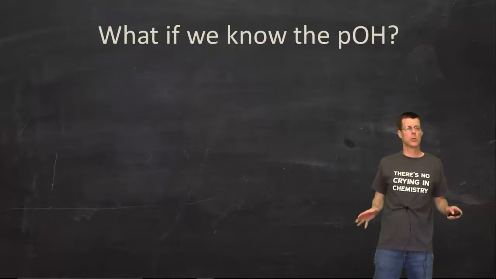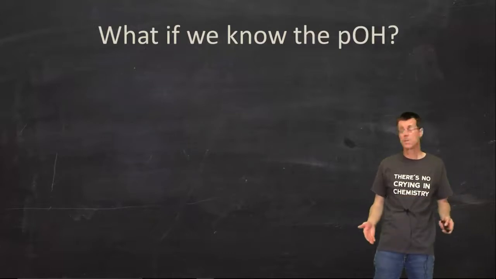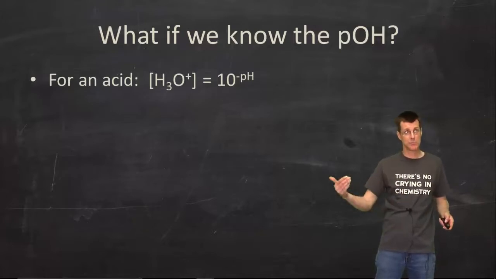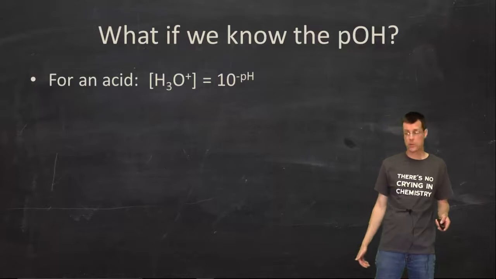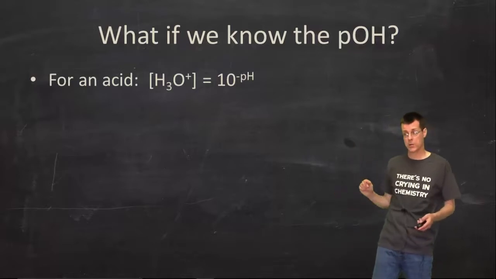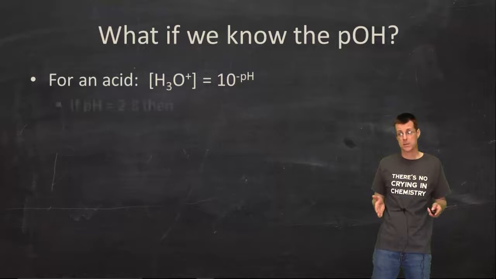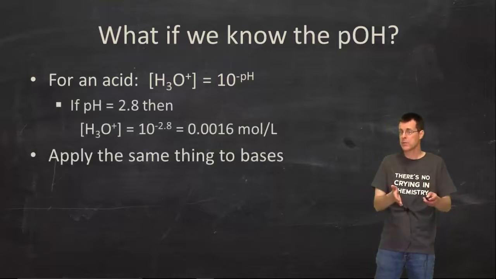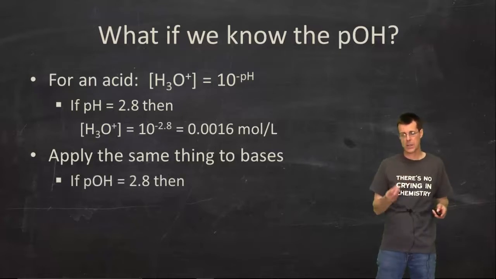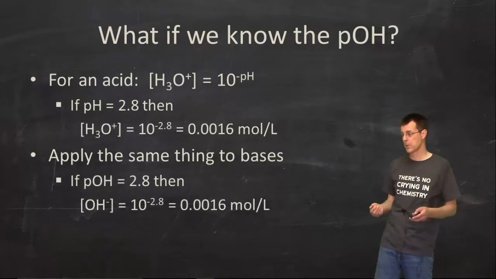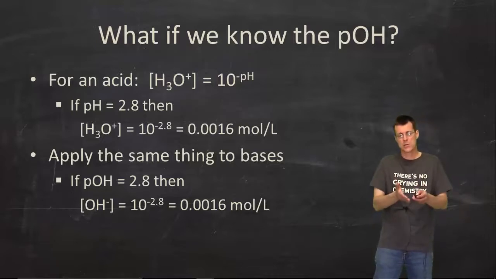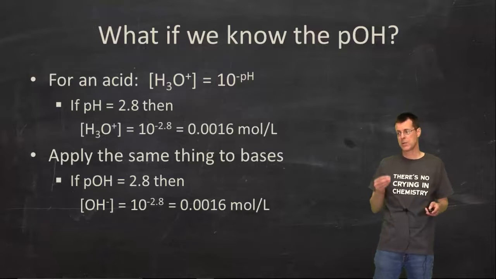Okay, what if I know the pOH? Same kind of thing as before. I'm going to do 10 to the exponent negative p, well in this case, OH. So that was how I found the concentration for an acid. Okay, remember that? Looks familiar? If I'm going to do the same thing for a base, then it's going to be 10 to the exponent negative pOH, which I probably should have written down, but I didn't. So there you go. Concentration of hydroxide is 10 to the exponent negative pOH. Same as the acids.